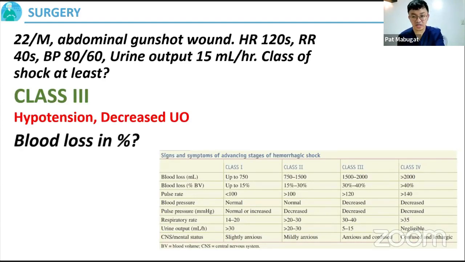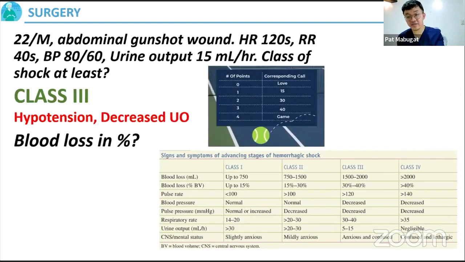In percentage, what's the blood loss? A good way to remember this is for those playing tennis. I played tennis before, but I'm really not that good at the game, but I just know how to score in tennis. That's love, 15, 30, 40, and the fourth score is the game, right? For 0, that's love. For 1, that's 15, so for class 1, that's up to 15%. For 2, that's 30, so class 2 is 15 to 30%. 3 is 40, that's 30 to 40%, and 4, that's game, more than 40%. Okay, blood loss in percent: up to 15, 15 to 30, 30 to 40, then more than 40.